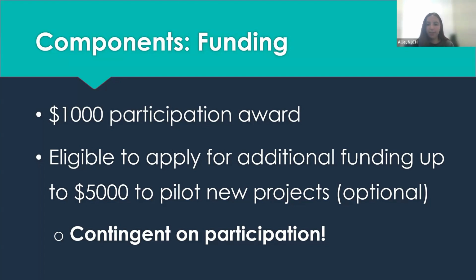And then there is the option to apply for additional funding of up to $5,000 to pilot the projects that you've created over the course of the program in the 12 months following the program. You'll get this funding once your project plans and budgets are approved by program staff, as well as the whole cohort, who will be giving you feedback on these things. And you're only eligible to submit your project proposal for funding if your organization has participated in all program activities. So it's contingent on participation.